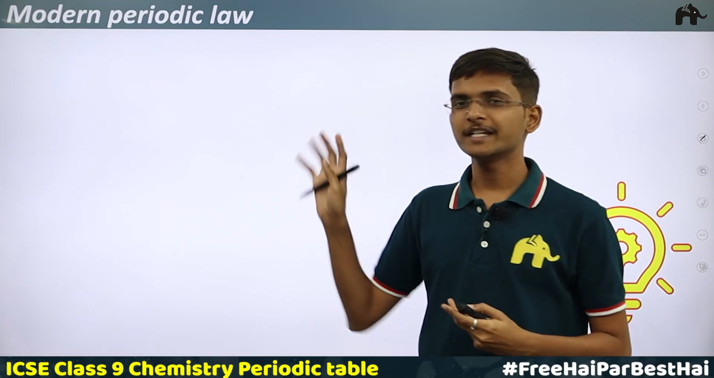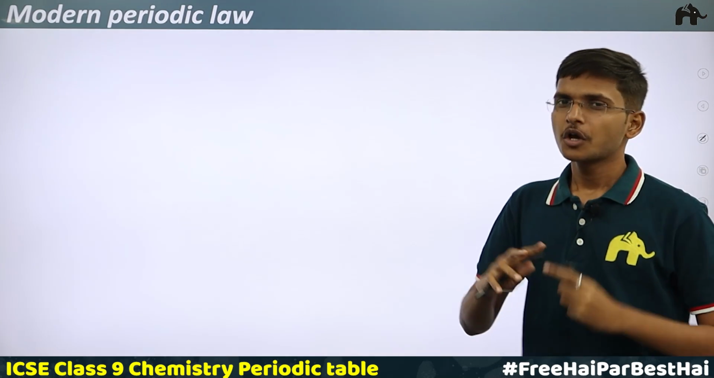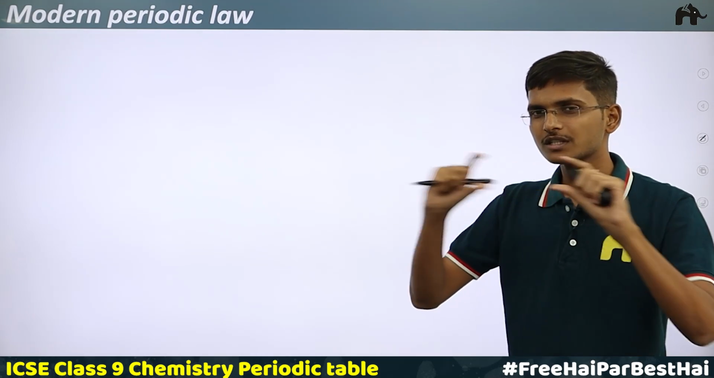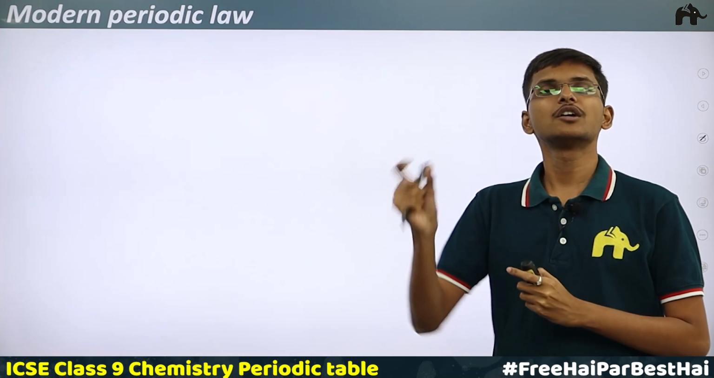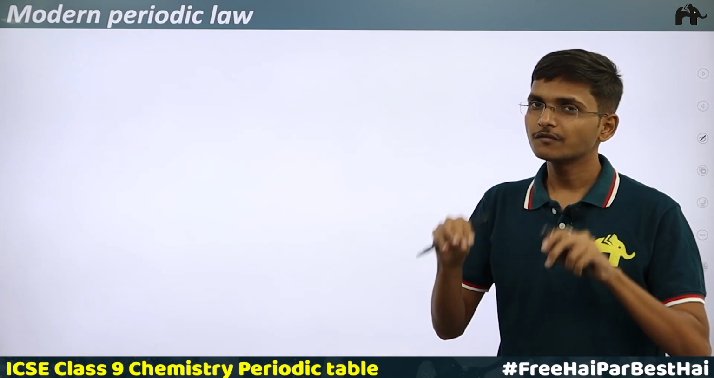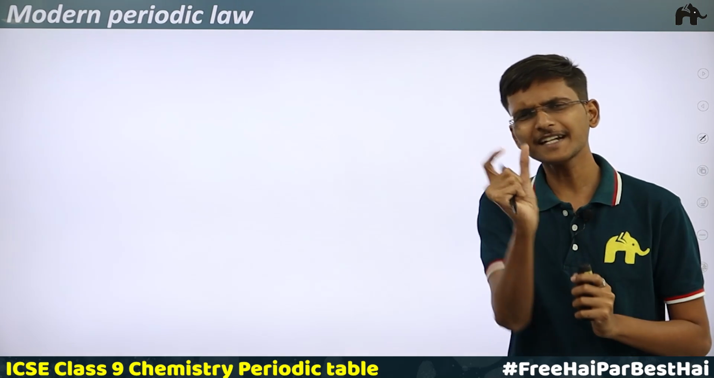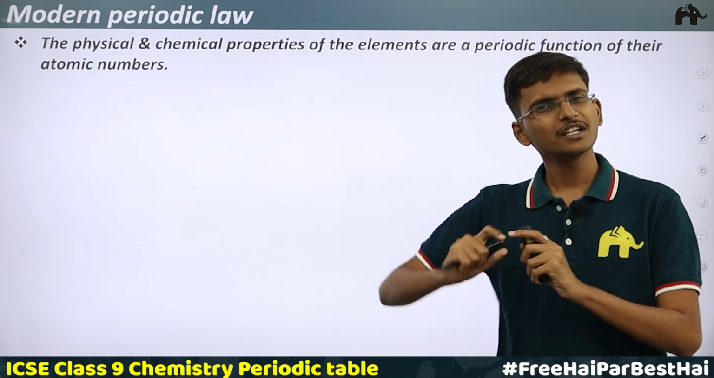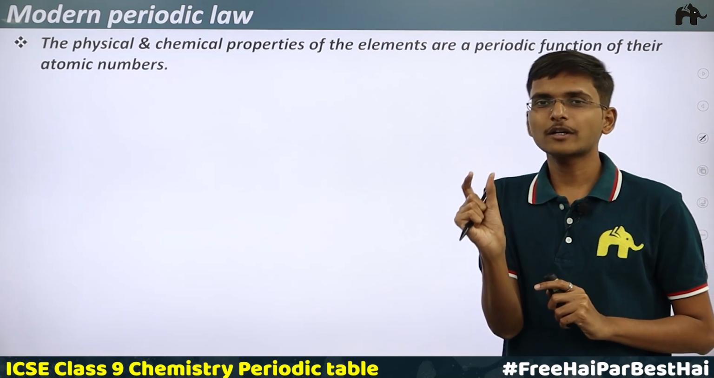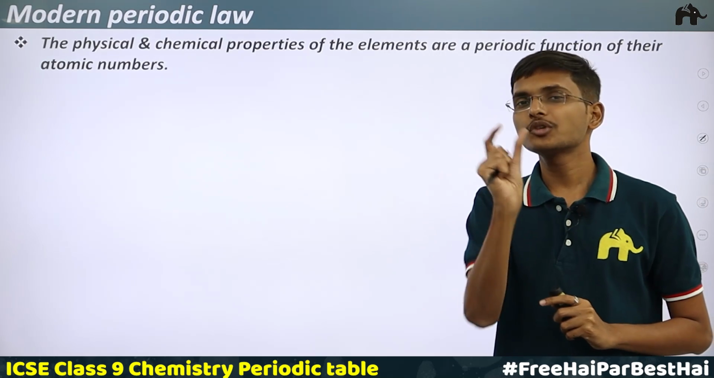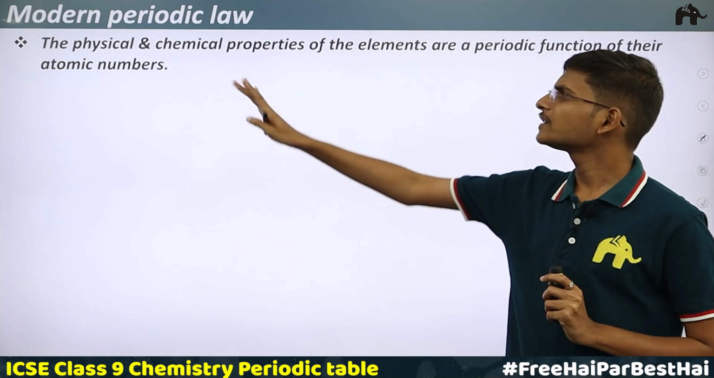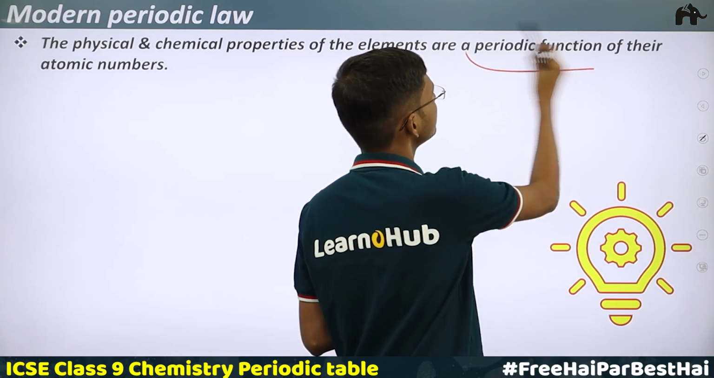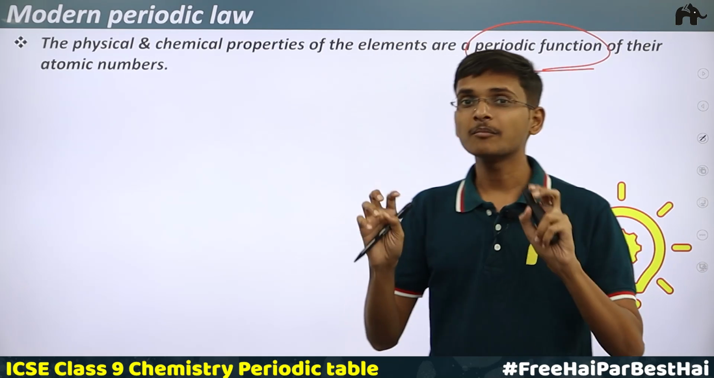So Mendeleev's periodic law was the first one, right? But the modern periodic law was given by Moseley, and this was the second law which helped us reach the arrangement of the periodic table which we are using right now. And what that law is, is a very slight modification of Mendeleev's periodic law. In place of atomic masses, Moseley put atomic numbers. So you can see the physical and chemical properties of the elements are periodic functions of their atomic numbers.